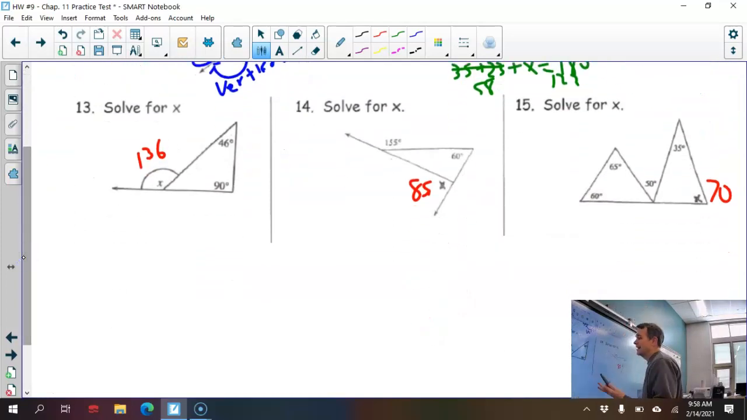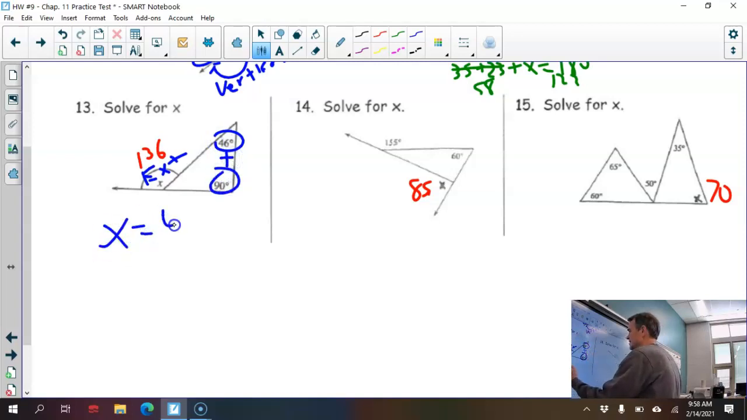Number 13, really the best way to do this one is to say that this is an exterior angle, and it equals the sum of the remote interior angles. So 46 plus 90, which is 136.